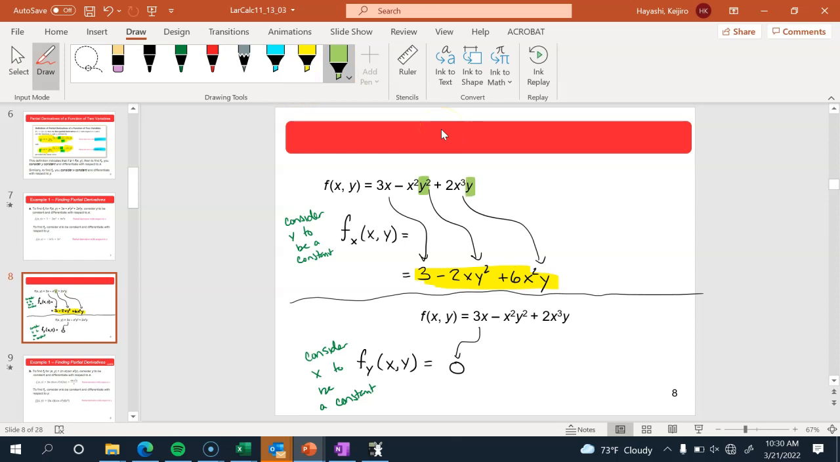Now we're considering x to be a constant. So this is a constant, this is a constant, this here is a constant. So this term is all constant. This middle term here, we have minus a constant times y squared. And we're only taking the derivative with respect to y. So we'll have minus 2y times that constant. That just sort of stays.